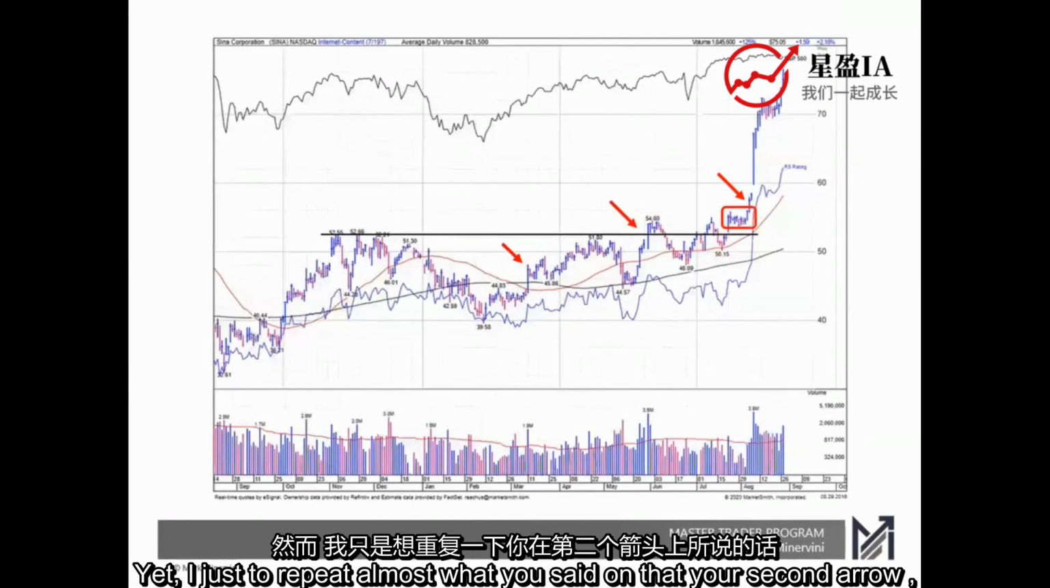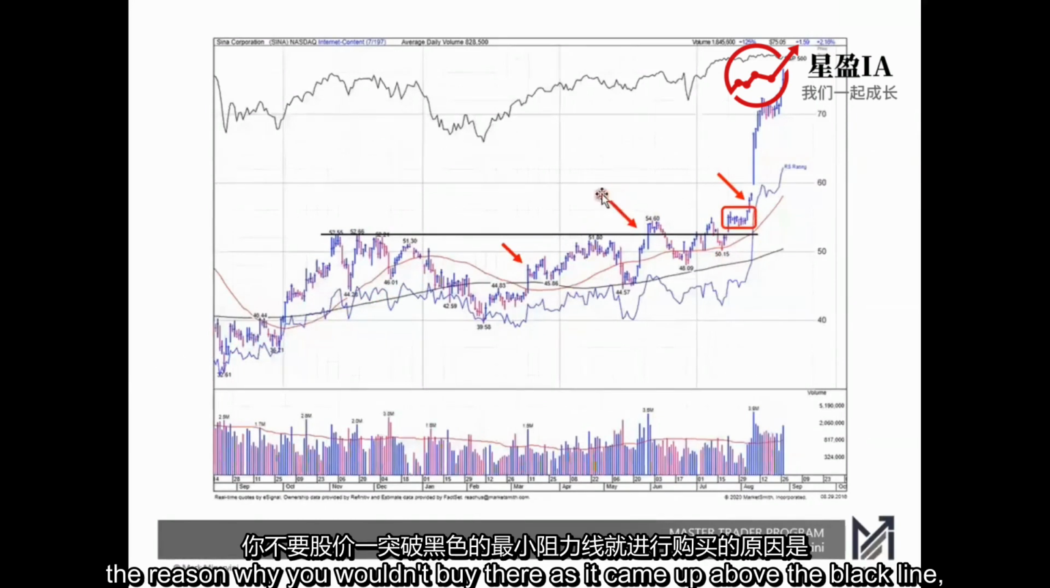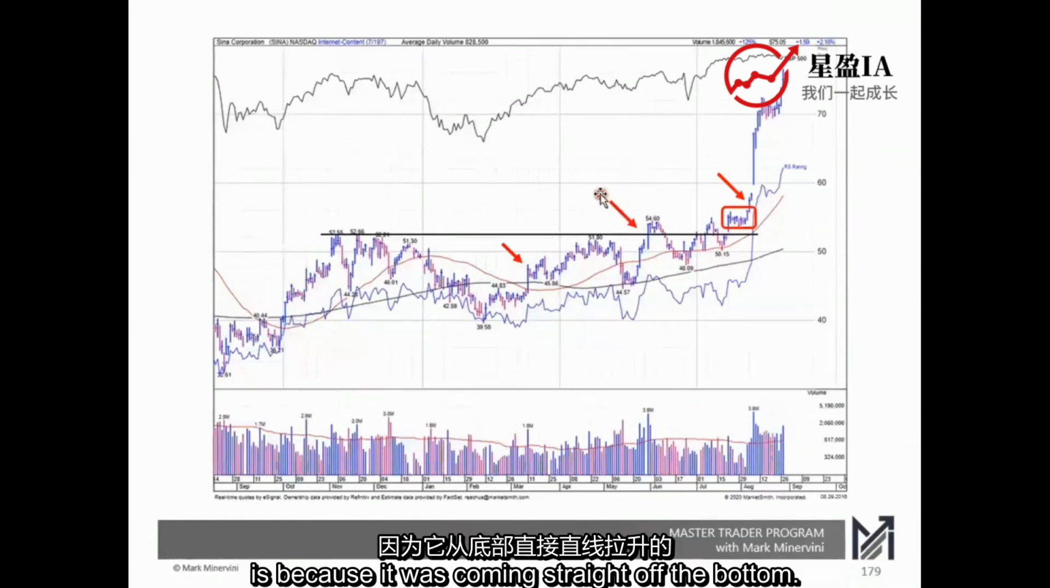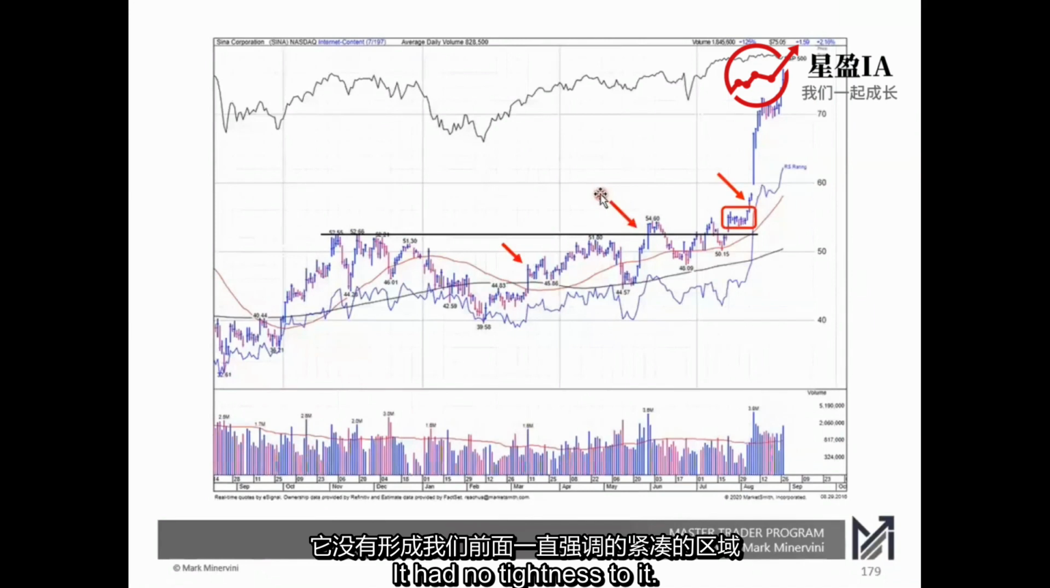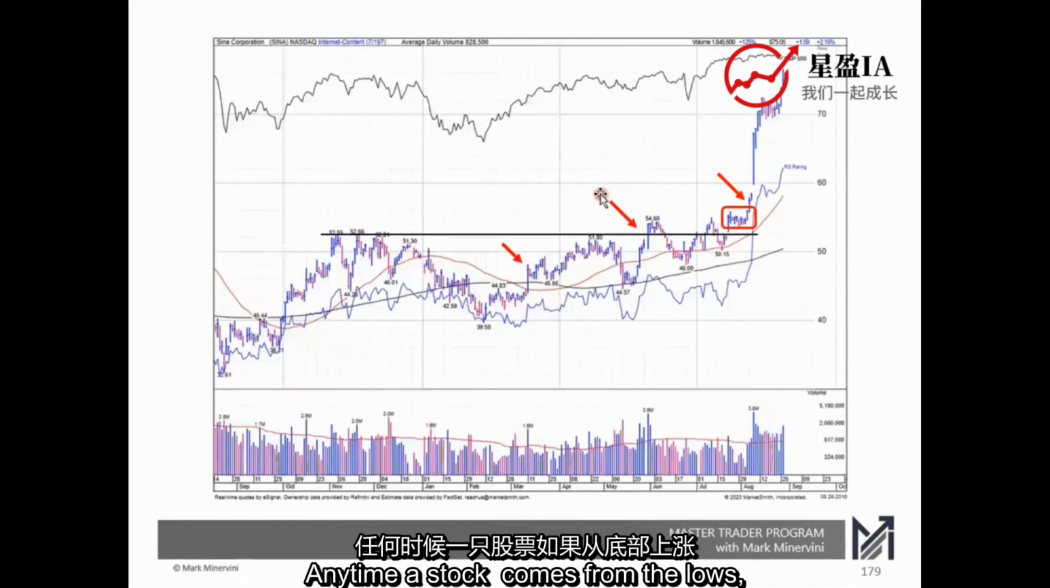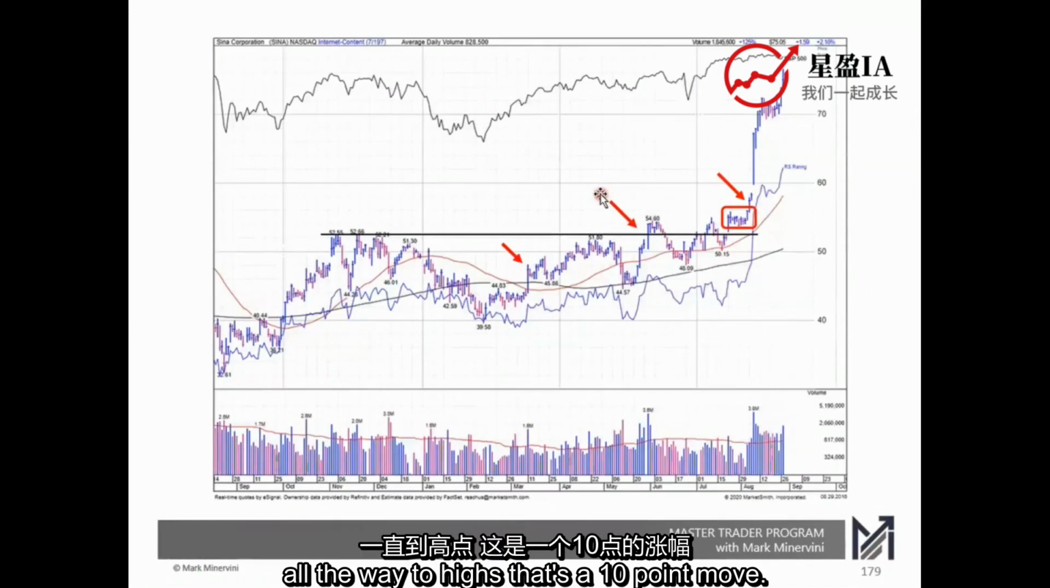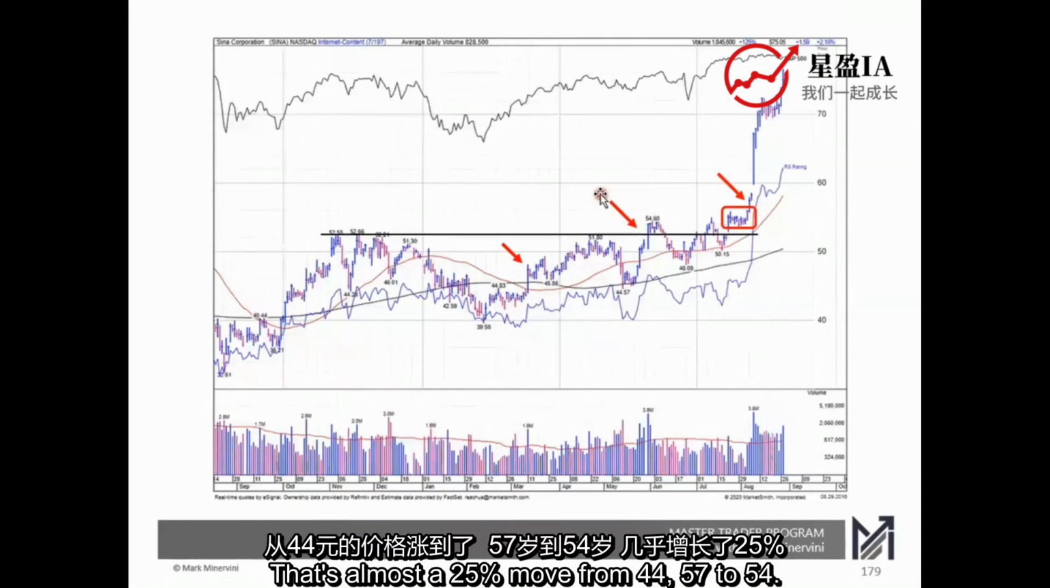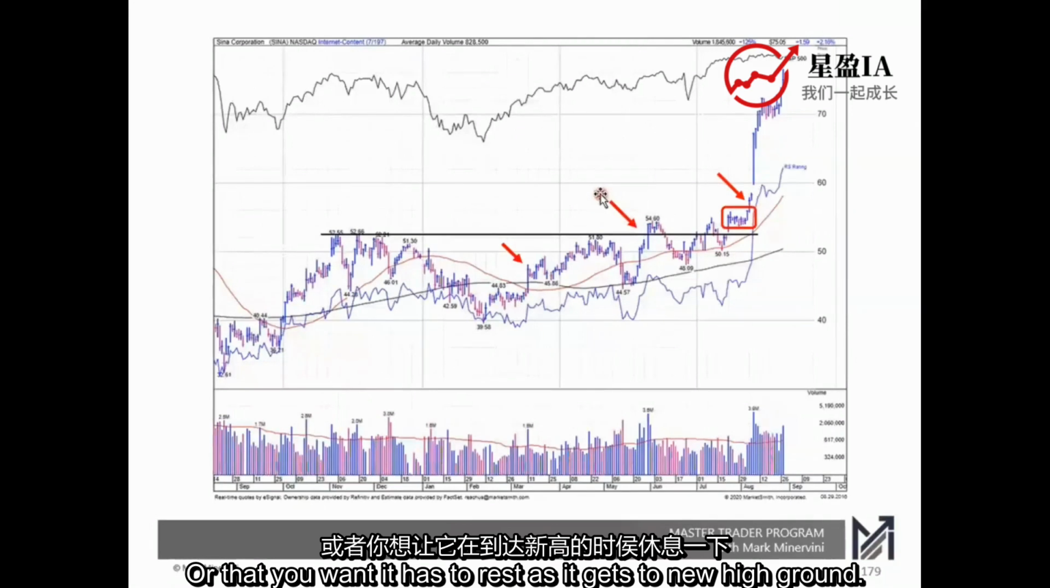Yeah, and Mark, just to repeat almost what you said on that, your second arrow, the reason you wouldn't buy there as it came up above the black line is because it was coming straight off the bottom. It had no tightness to it. And anytime a stock comes from the lows all the way to highs, I mean, that's a 10-point move. That's almost a 25% move from 44.57 to 54. It has to rest as it gets to new high ground.